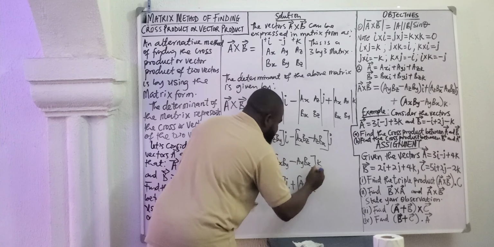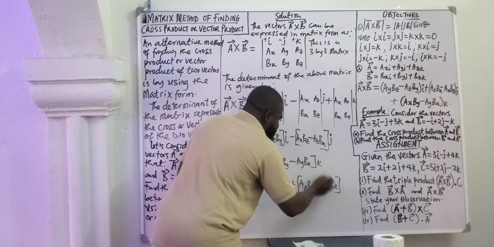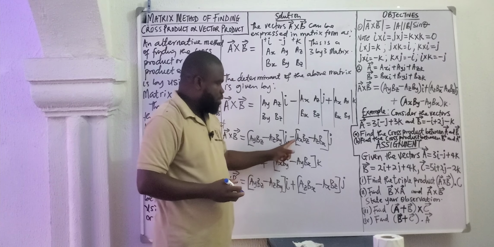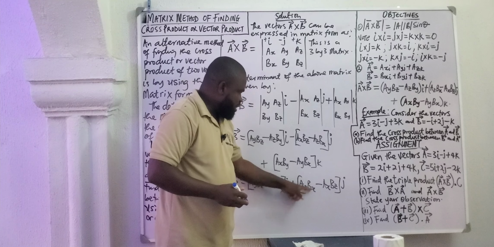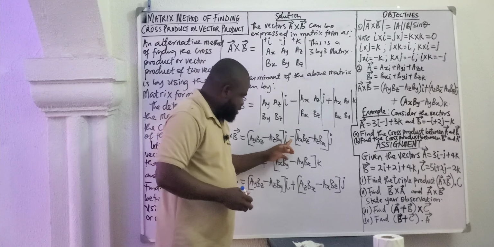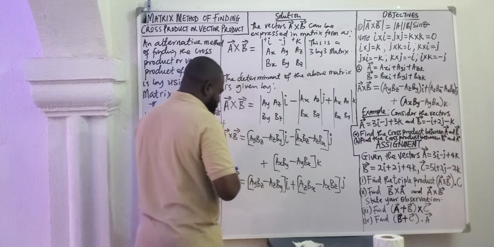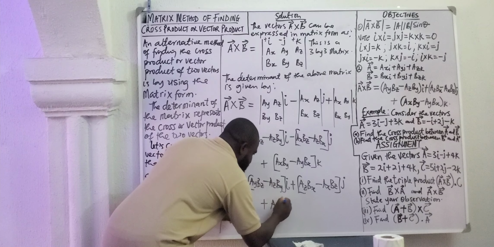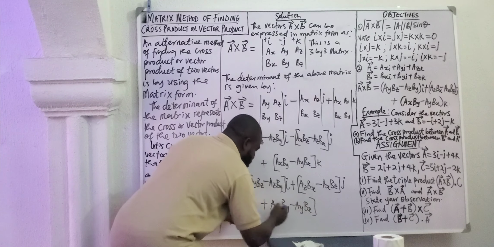Then minus AX BZ multiplied by what? J. Now, if you look, if I open this bracket, I will obtain this function the same. So this will be plus AZ BX. That is because minus times minus gives you what? Plus. And then this will be what? Minus AX BZ, which is this component. So we are okay. Then this last one, plus AX BY minus AY BX K.